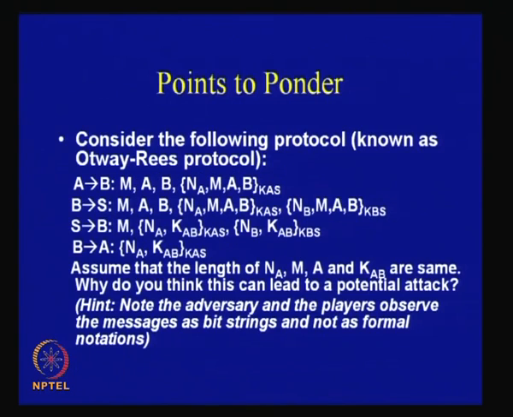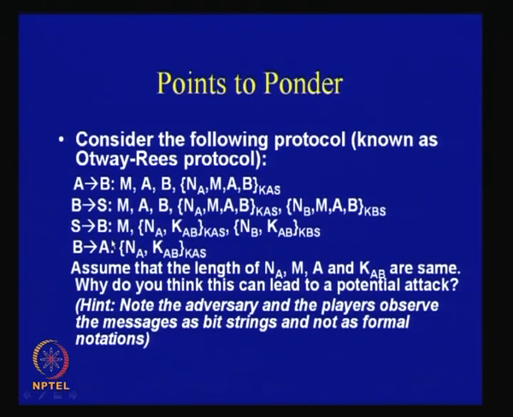Okay. We can consider this problem, which is known as the famous Otway-Rees protocol. Here, A sends to B the message M, comma A, comma B, and this packet NA, M, A, B, which has been encrypted by KAS, again a long term key. B sends to S M, A, B and this packet NA, M, A, B encrypted by KAS. The other part is NB, M, A, B, encrypted by KBS.